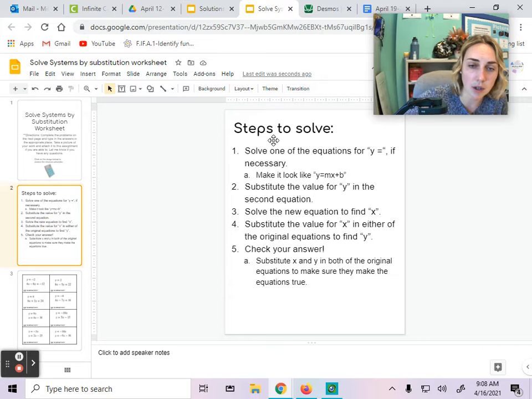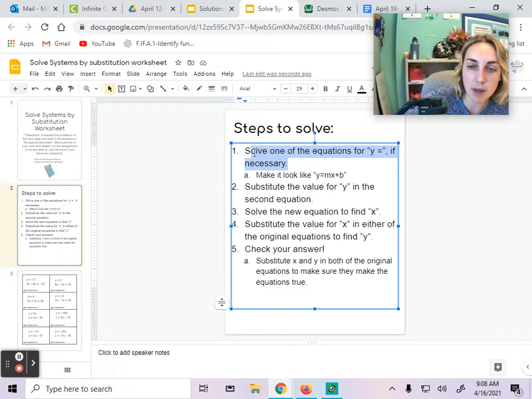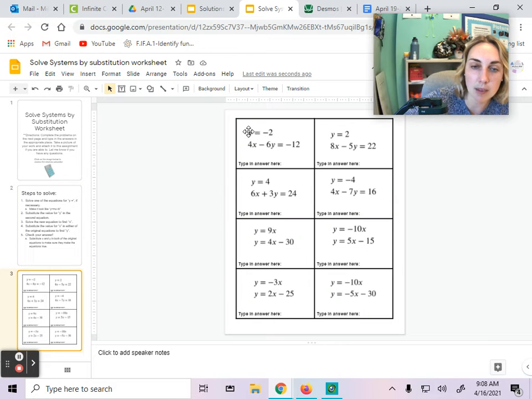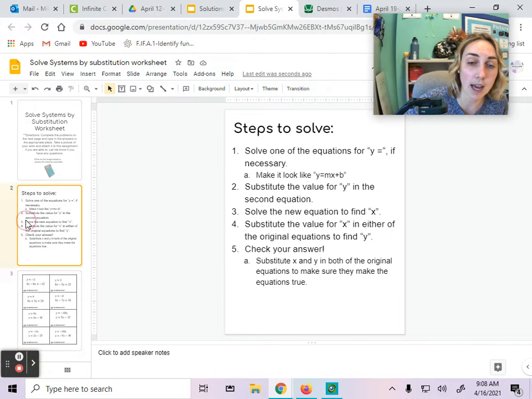So first things first, I want to go over the steps to solving first. First things first is you have to solve one of the equations for y equals if necessary. However, all of these problems have at least one that is y equals. You don't have to move anything around in order to solve anything for y equals. I've done that for you. So now we're just going to focus on step 2 and on.